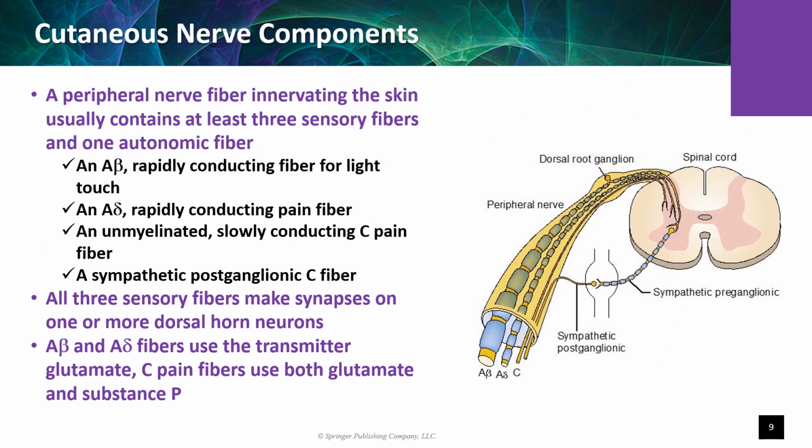The nerves that innervate the skin are composed of four various types of axons. The efferent C fibers of the sympathetic postganglionic neurons control cutaneous vasoconstriction.